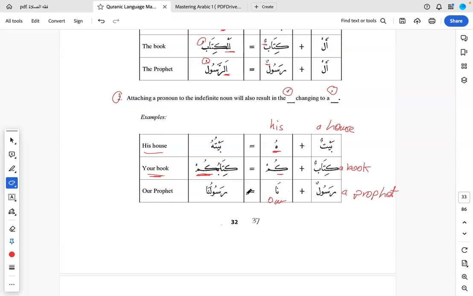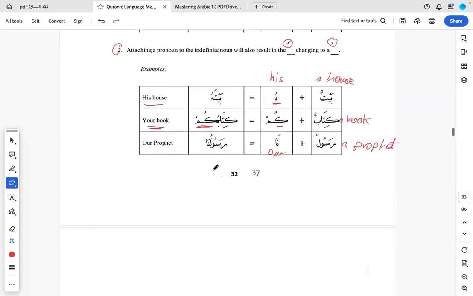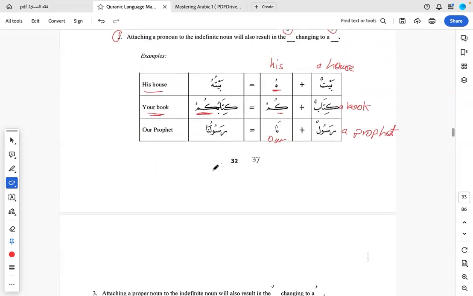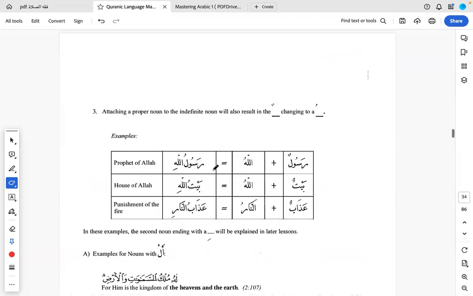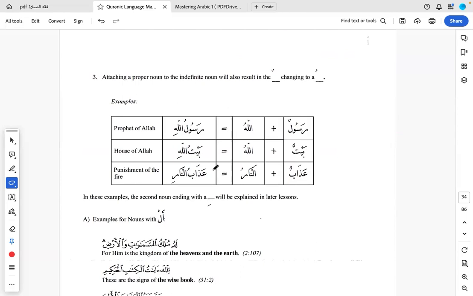Only one dhamma. So simply, every time we turn a word that is indefinite into a definite, we have to get rid of the tanween and have only one haraka at the end of that word, regardless of the technique or the way we have used to turn the indefinite word into a definite word. The third and last technique here is adding another word. So attaching a proper noun to the indefinite noun will also result in getting rid of the tanween and having only one haraka. What does this mean?